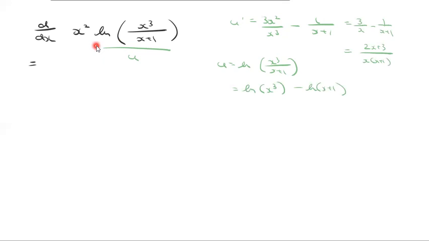And then use the product rule. Yeah, so go ahead. So it's x squared times 2x plus 3 over x times x plus 1, and then plus 2x times x to the power 3 over x plus 1. Ooh, you want to say that again? Wait. Oh, so it's log x to the power 3 over x plus 1. Yeah, don't leave out the log. Good. Make sense? Yeah.